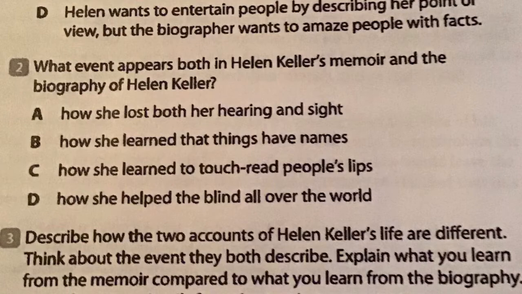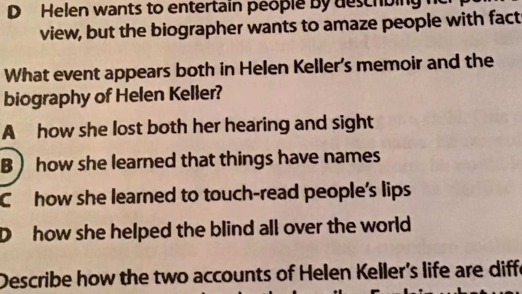A, how she lost both her hearing and sight. B, how she learned that things have names. C, how she learned to touch-read people's lips. And D, how she helped the blind all over the world. Let's go through what the answer would be. For question 2, the correct answer is going to be B, how she learned that things have names. Both articles mention the event when Helen realized that water meant cool liquid, or water. Choices A, C, and D are incorrect because those events are not mentioned in both texts, only in the biography.